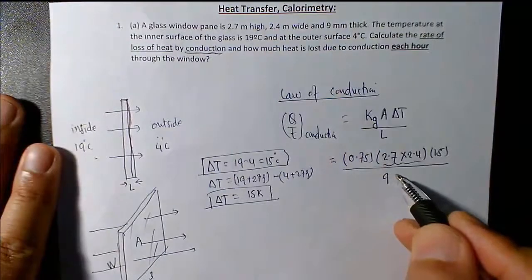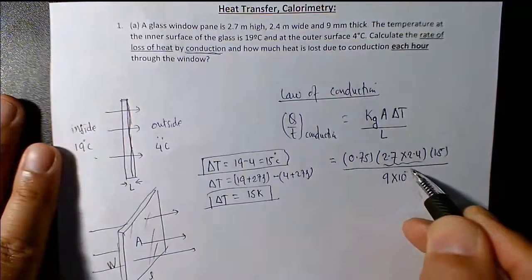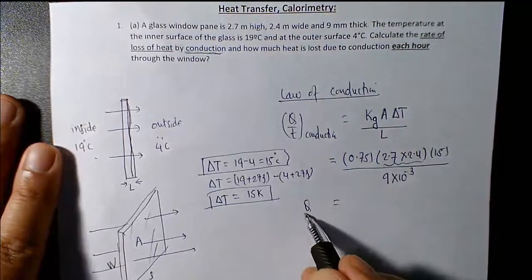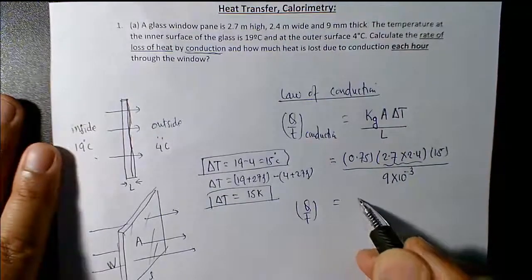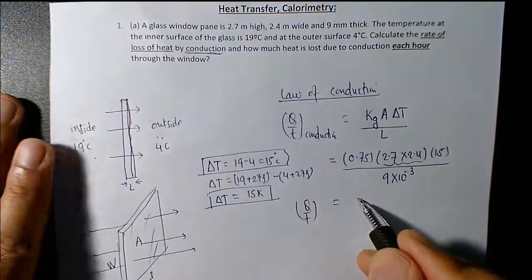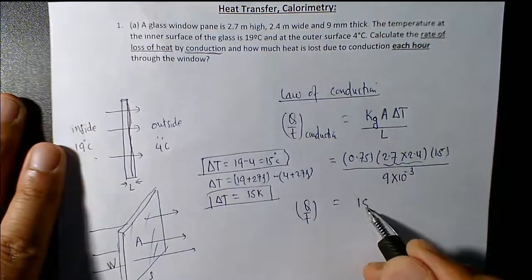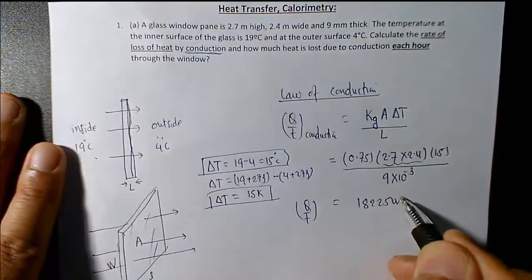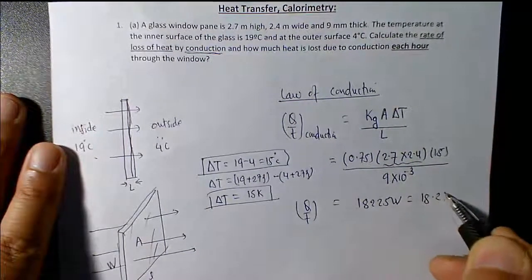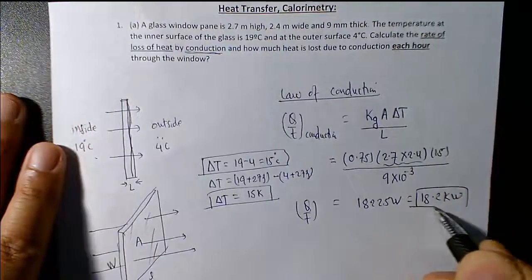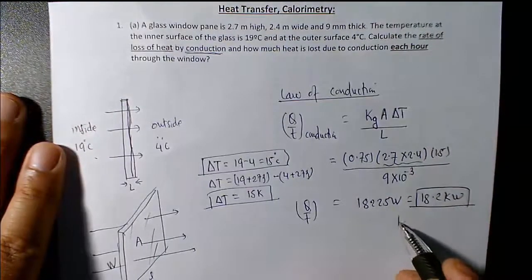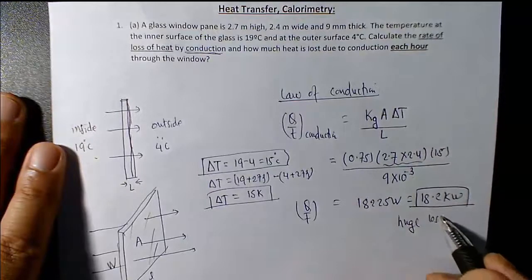Thickness is 9 millimeter, but millimeter means thousandth of a meter. So that's the rate of loss of heat through the glass due to conduction. If you do that, it's going to be a big number, 18,225 watts. So that's going to be 18.2 kilowatts. It's a huge loss of heat through conduction.